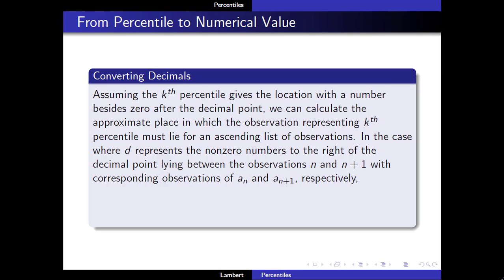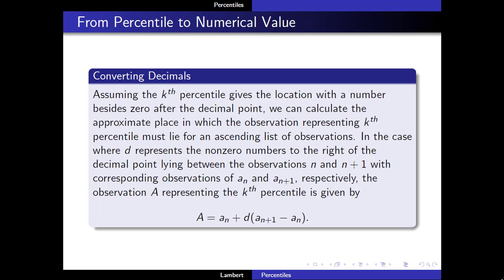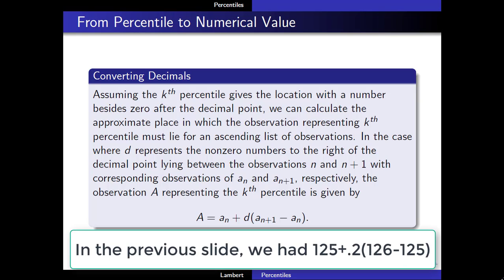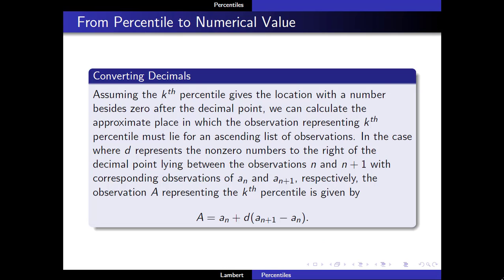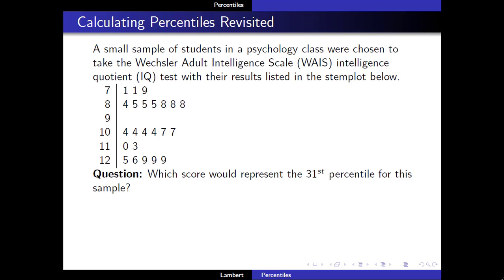The way we can actually find our percentile is you're going to start with a sub n, just like we started with 125 a second ago. And then we're going to add a decimal. So in our case, it was 0.2 times the distance between a sub n plus 1 and a sub n. And the way you find the distance between is just subtract those two numbers. So 126 and 125 is what we had before, and we subtracted those two, we had 1. So technically that formula matched up with 125 plus 0.2 times 126 minus 125, when we're taking the quantity of that last piece. So let's try another example and see how this works out.